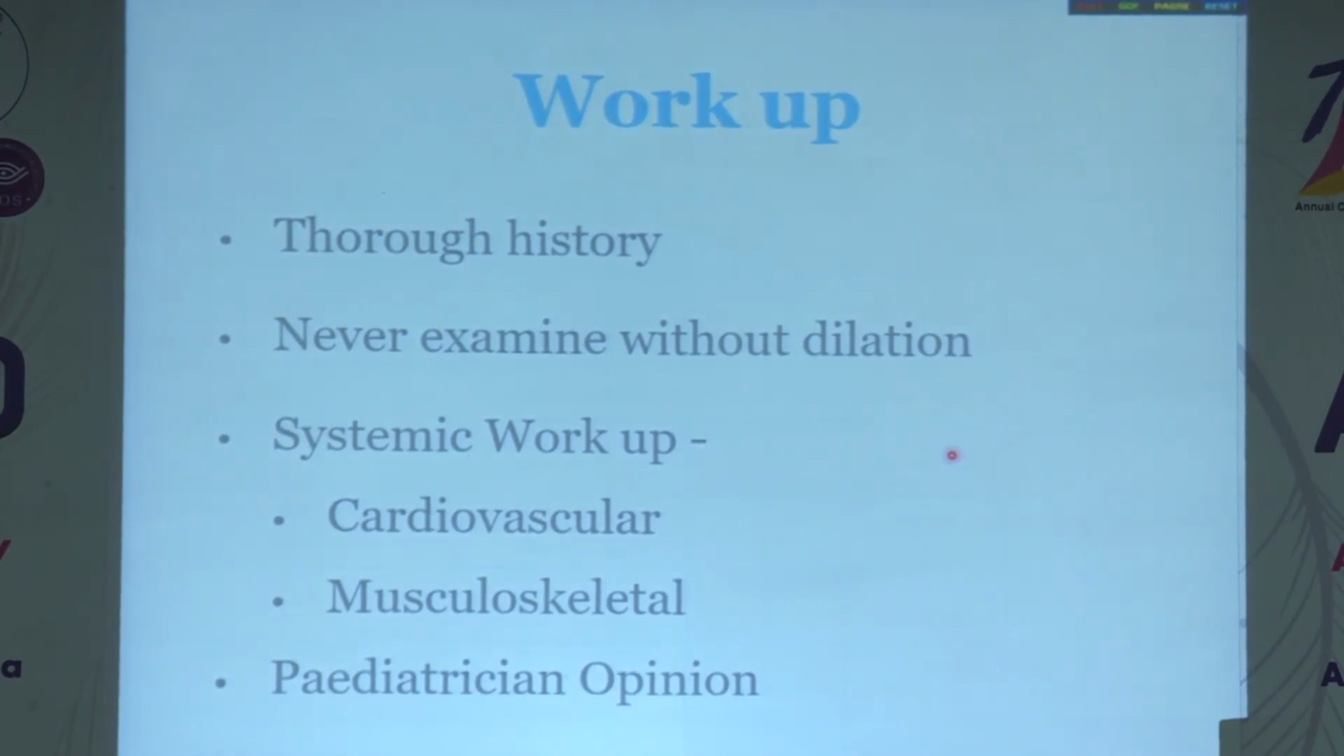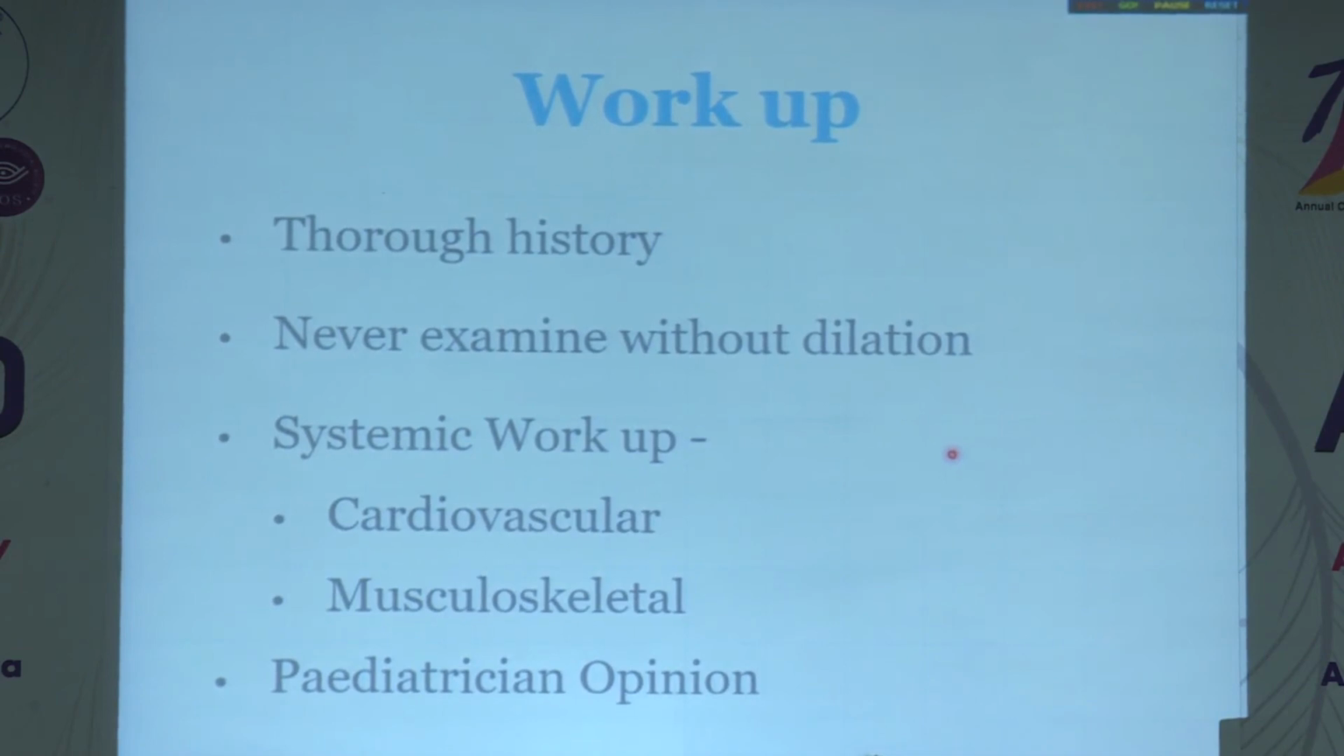You should not leave the child just by an undilated examination, because personally I have seen a child who was seen by 3 ophthalmologists before, had myopia. The child was seeing well, the parents said he can pick up the smallest thing possible. So I dilated the child, had a dislocated lens, and eventually on the pediatric workup was found to have Marfan syndrome. So a systemic workup, which is cardiovascular and especially the musculoskeletal system, should be examined, and a pediatrician opinion should be sought.